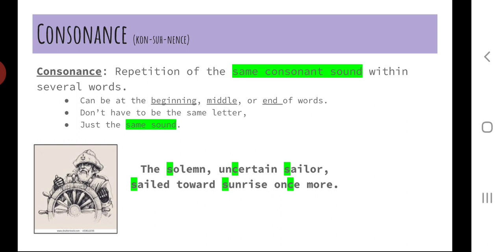It's the same sound. So our example on the bottom, and this is the last page: the solemn, uncertain sailor sailed toward sunrise once more. So the sound that we have repeating is the S sound, and sometimes it's made with S's, and sometimes it's made with C's. Sometimes it's at the beginning of a word, sometimes it's at the middle of the word. So, solemn, certain, sailor, sailed, sunrise, once. So that is the example of consonance and how it's a little bit different from alliteration.